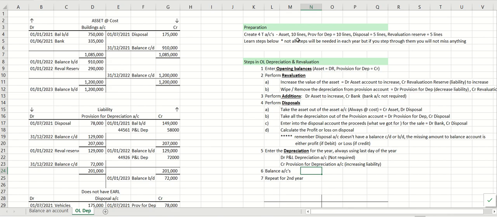But learn your preparation steps, learn your execution steps, get fast at your balancing, know the EARL, that your assets are increasing on the debit side, your liabilities are increasing on the credit side, and you will absolutely fly it. Best of luck and well done.